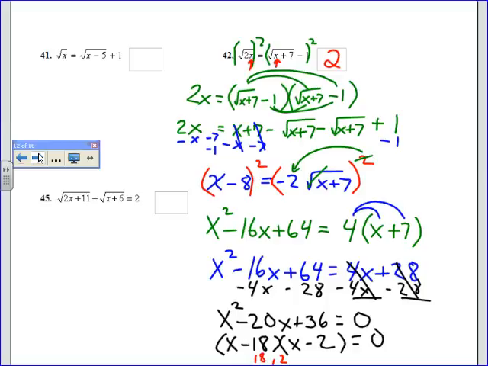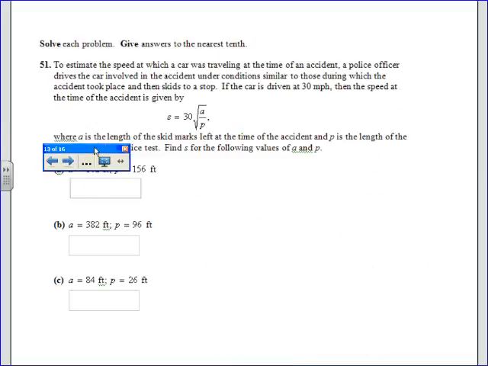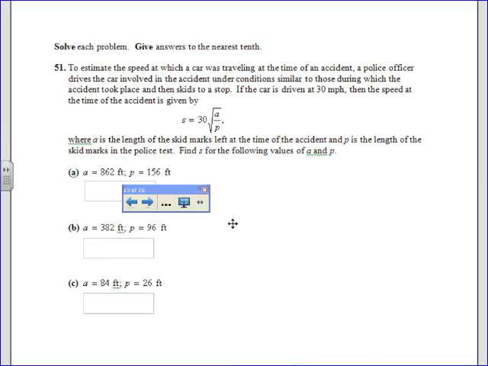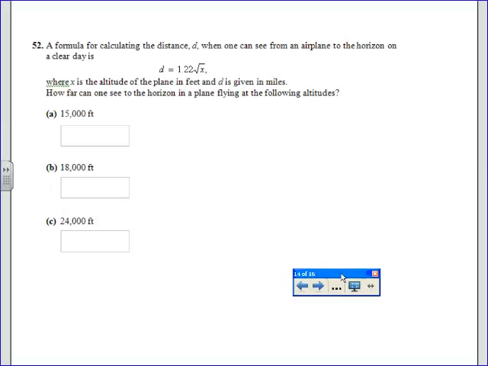So for these, we're getting 2 answers, but once you plug them back in, you will realize that only one of them is good enough. All right, let's try one more problem. We'll skip 51. We'll have you try that one on your own. And then let's try number 52.